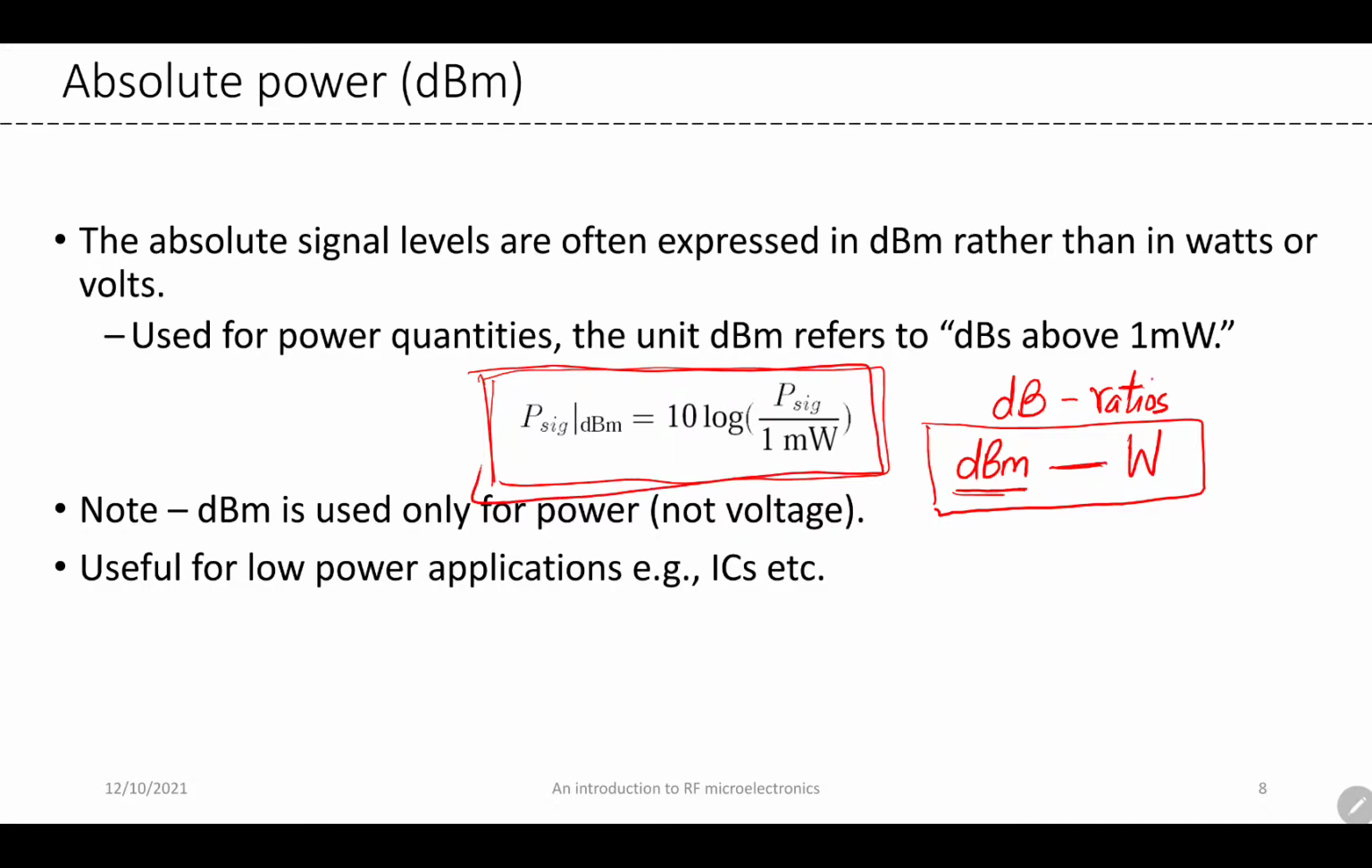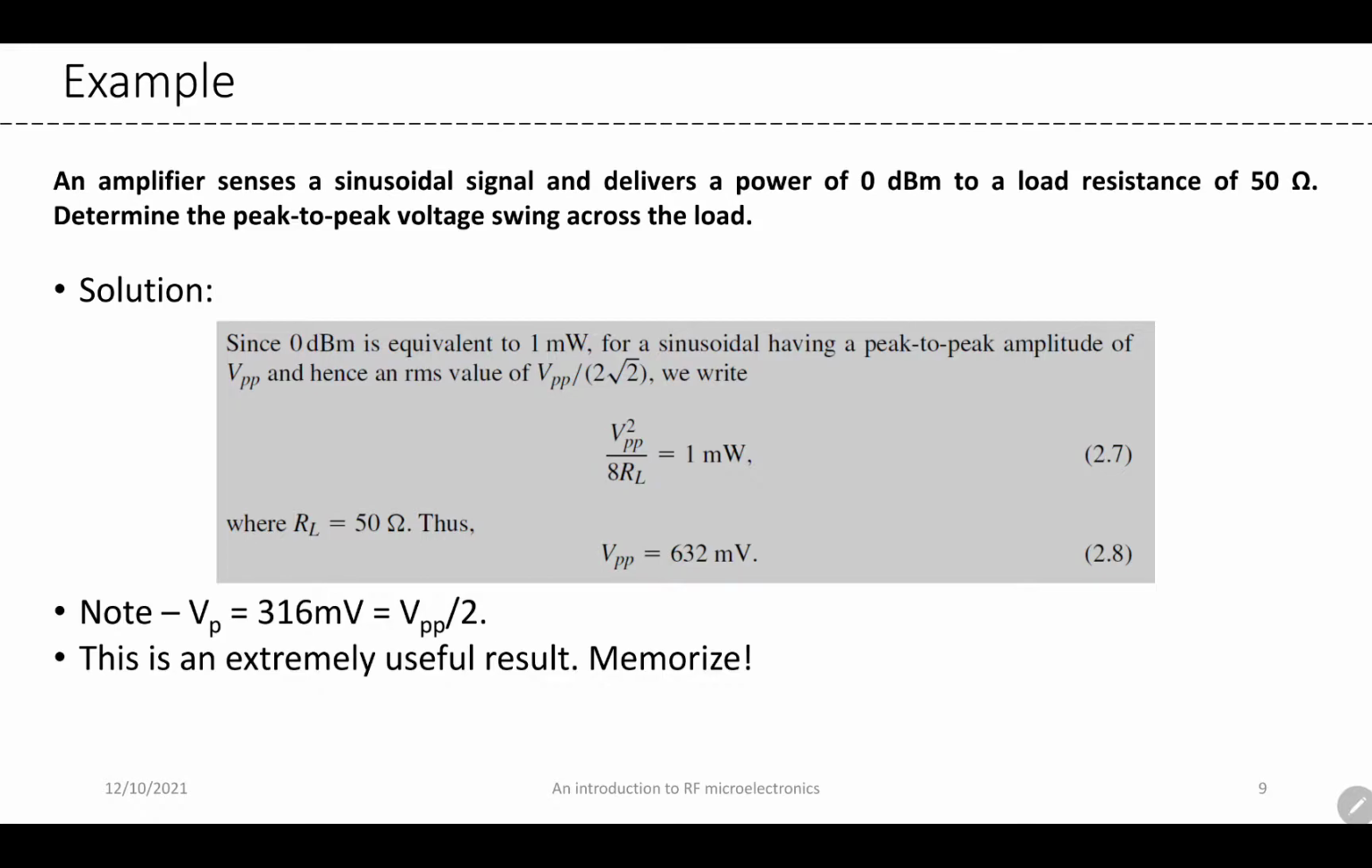Now let's look at an example. This example deals with converting power to voltages, and I would like you to remember the result of this example. This example is about an amplifier which senses a sinusoidal signal. There are some important things to notice. There's a sinusoidal signal, and it delivers a power of 0 dBm to a load resistance of 50 ohms.